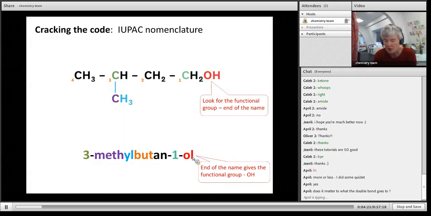So the carbon-carbon double bond can be bonded to any other functional group. But if you have a carbon-carbon double bond, then it's an alkene. So I know you're typing there.